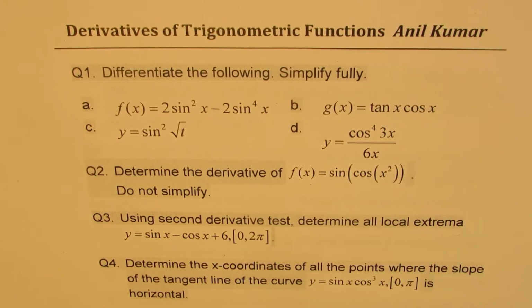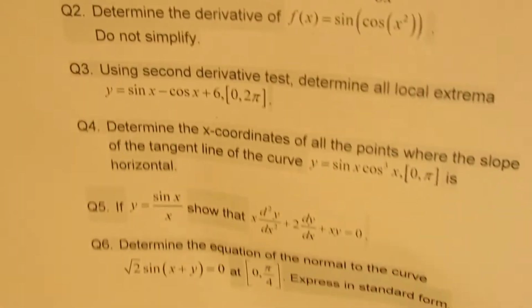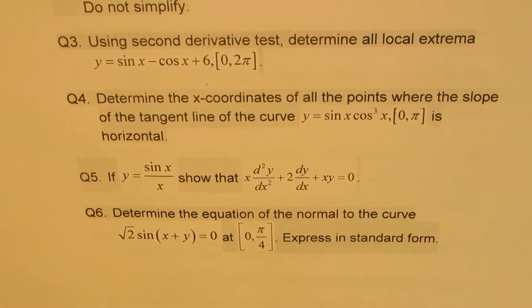Question number 1, differentiate the following, simplify fully. It's important to simplify these given functions. Question number 2 is just to find the derivative of a composition of trigonometric functions. Question number 3, using the second derivative test, determine all local extrema, maximums and minimums for the given function in the domain 0 to 2 pi. Now question number 4, determine the x-coordinates of all the points where the slope of the tangent line for the given curve is horizontal, that is, slope is 0.